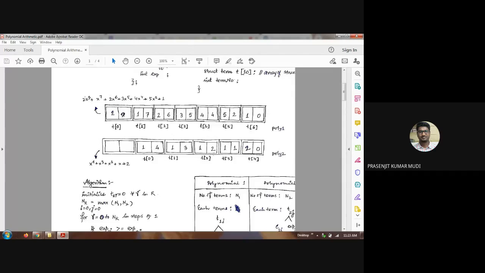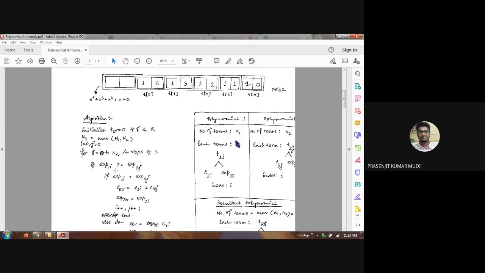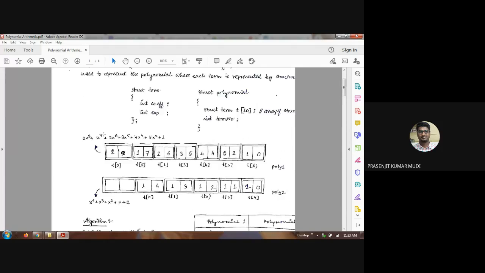If 2x to the power 9 and x to the power 4 are being compared for the first time, and you find that 9 is greater than 4, if this if is false, that means what? 9 is greater than 4, no chance of equality. So 9 is greater than 4. What shall you do? কি করবে তুমি?